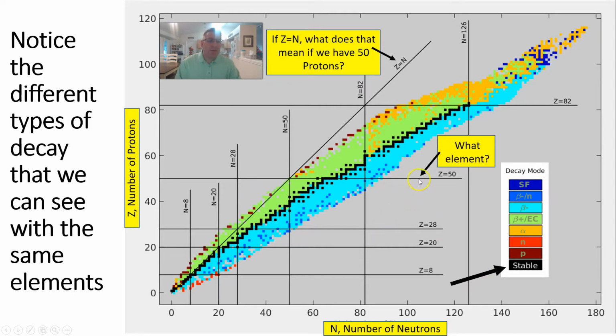What element is this right here? If you notice, Z equals 50. So I want you to look at your periodic table. Take note of that.